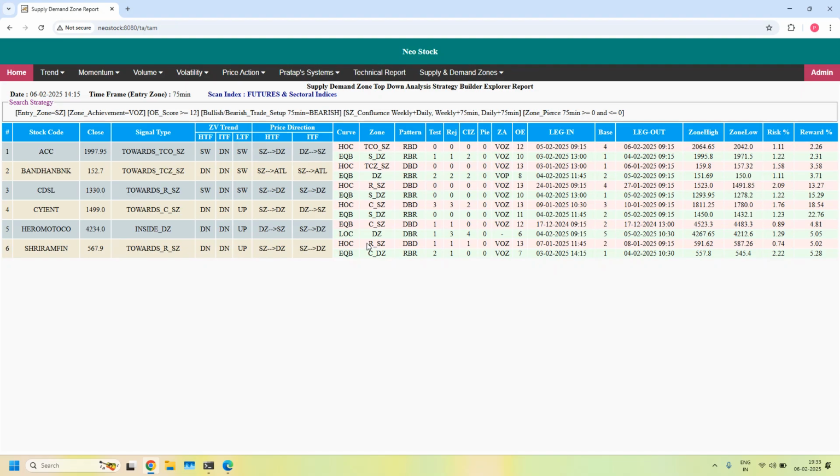In these 6 stocks, these 75-minute supply zones are overlapped with daily, both together overlapped with weekly. And the weekly trend is down in 1, 2, 3, 4 stocks. And if any of the 4 stocks are having weekly supply zone with weekly EMA confluence, then these 75-minute supply zones are even more high probability trade setup supported zones. Let us verify.